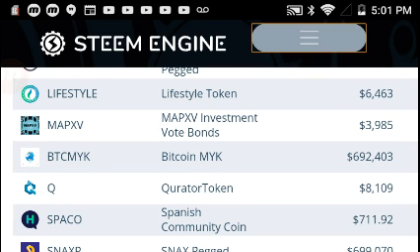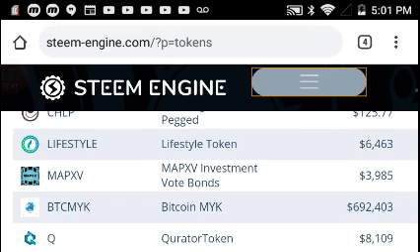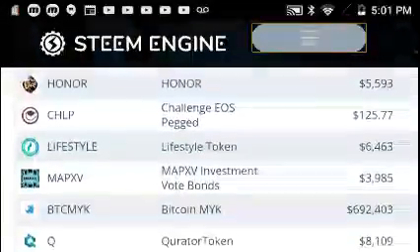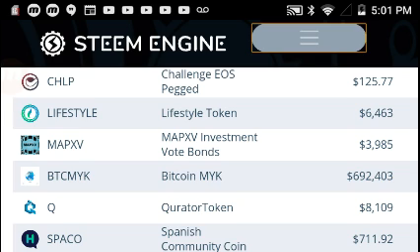Now, here's the cool thing you can do with your Bitcoin MYK tokens. You can take your Bitcoin MYK tokens and trade them for Steam and buy the Bitcoin Peg with them on the same exchange, right? So there are many ways you can go about it because you're getting it free.